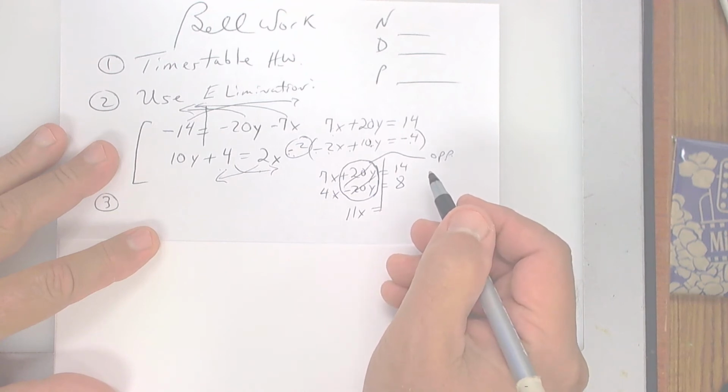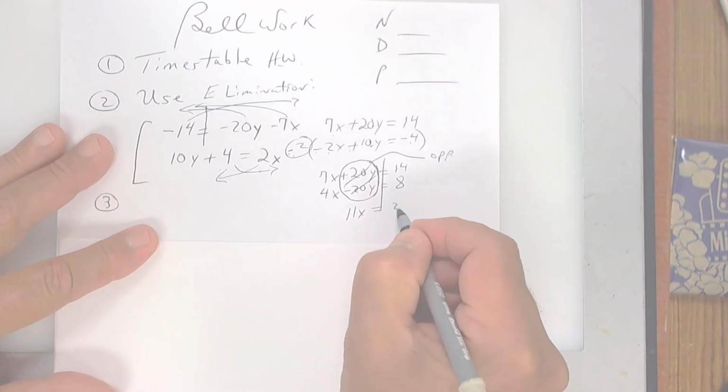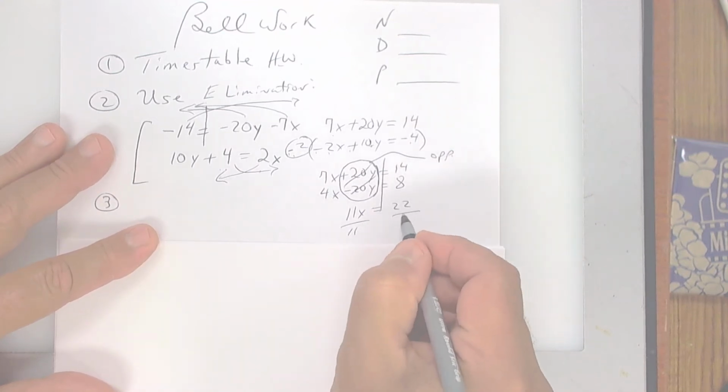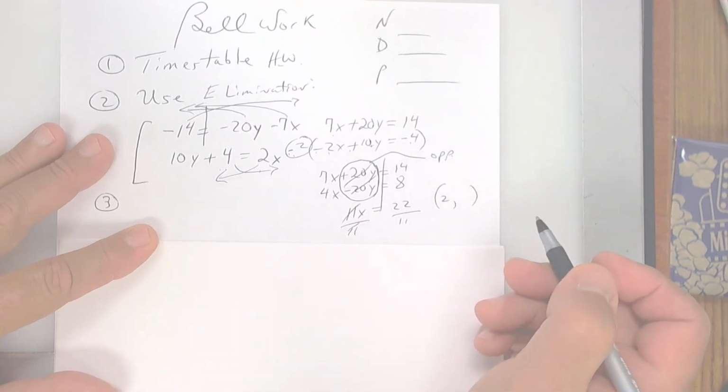And that looks like, let me think, that looks like, I want to say 22. 18, 22, okay, that's fine. Divide by 11, and you get 2. So x is equal to 2.